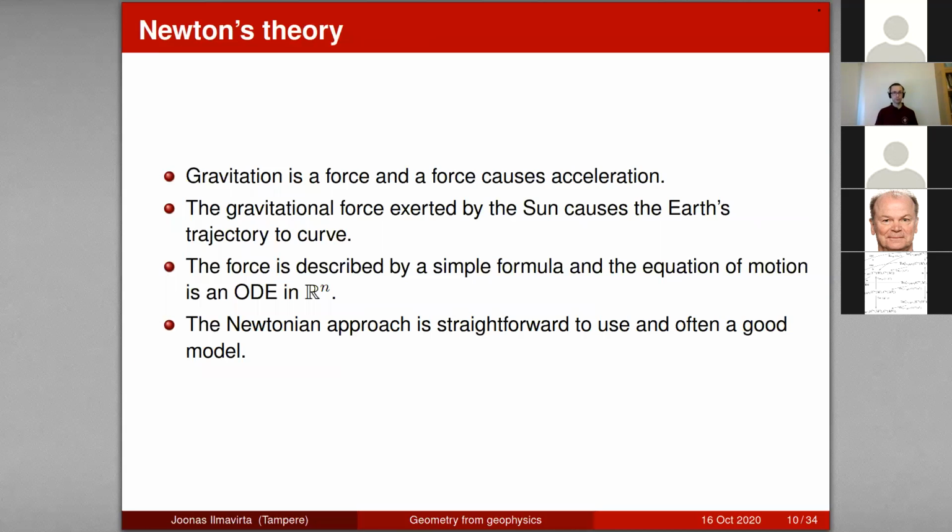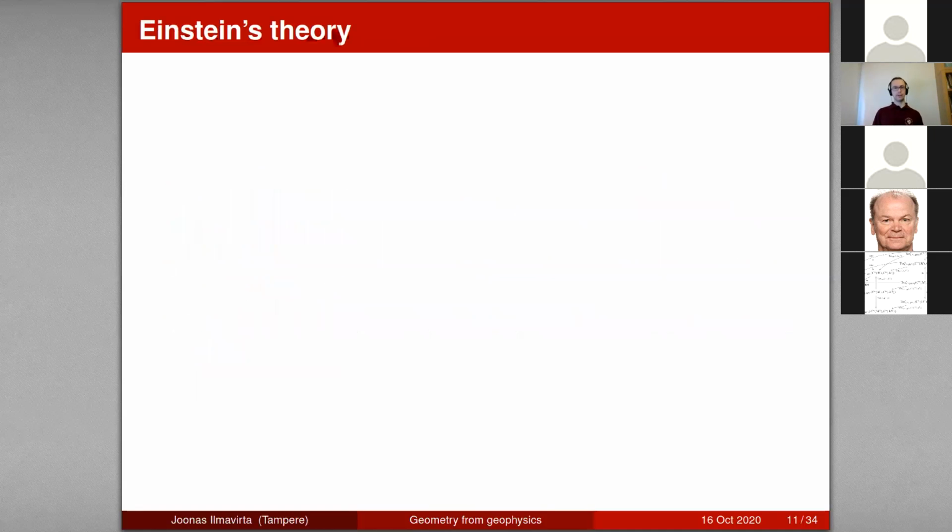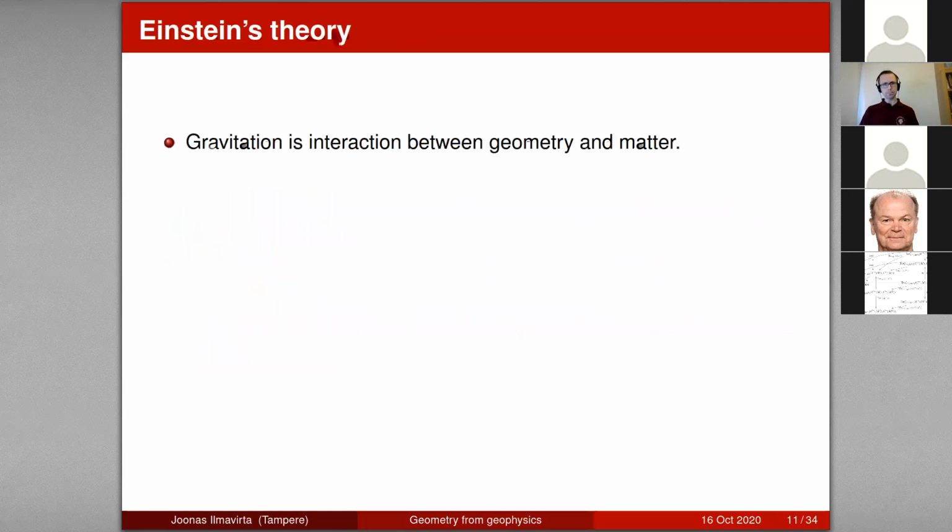And this Newtonian approach is very straightforward to use, and it's often a good model. So it's kind of simple to apply, you get good results. I have no complaints about that really. But then there are some things that it cannot reach, and for those things you need to go a little further. And now there is Einstein's theory of gravitation, which is of course known as general relativity.